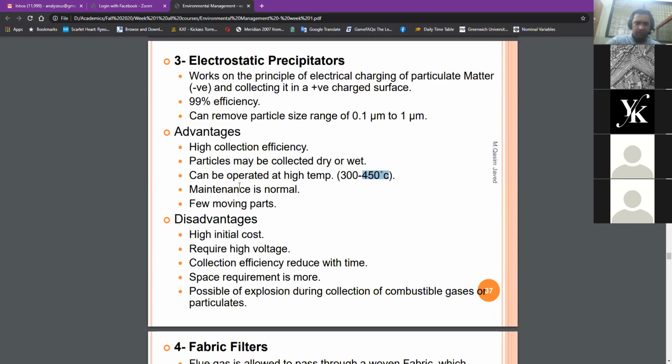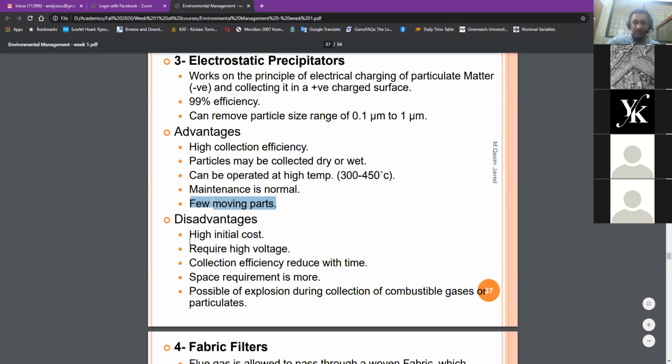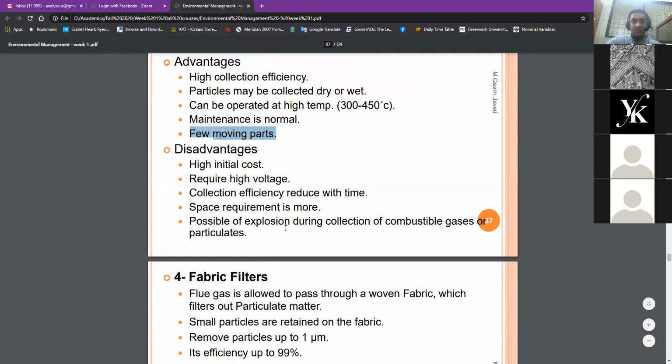Maintenance is relatively normal. The process has few moving parts. By having few moving parts, we have less breakdown and less need for maintenance. We have disadvantages here because this is a technical system. It has a high initial cost. In addition to that, it requires high voltage. The collection efficiency reduces with time, as with most electrical processes. Space requirement is more, and there is a possibility of explosion during collection of combustible gases or particles.